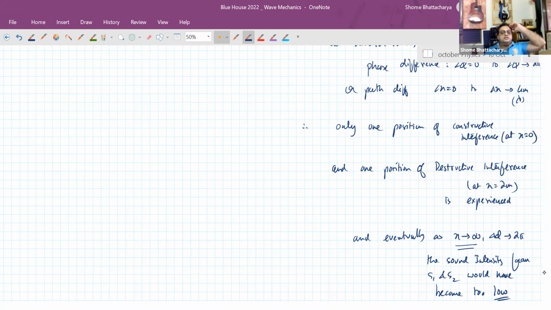So the distances are just adjusted in this particular situation in such a way according to the wavelength of the sound, or the relationship between frequency and wave speed, that it so happens that only one position of constructive interference and one position of destructive interference is experienced. Or let's say the detector was going from minus infinity to plus infinity, then on either side of the origin at a distance of 2 meters, you would experience two destructive interferences. And exactly at the origin, you would experience one constructive interference. Everywhere else, you would experience interference which is neither constructive nor destructive, because the phase difference would be such that your cos phi is neither plus one nor minus one. It's something in between.